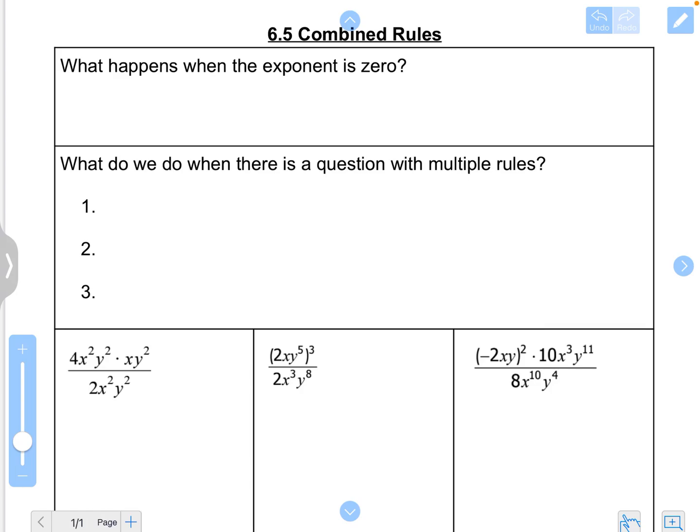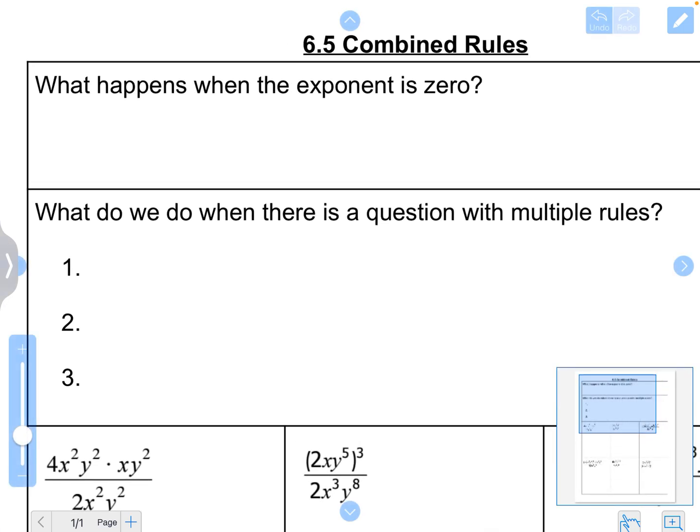Welcome to Coach Taylor's class video, and today we're going to be combining all of the exponent rules that we have learned into one problem.